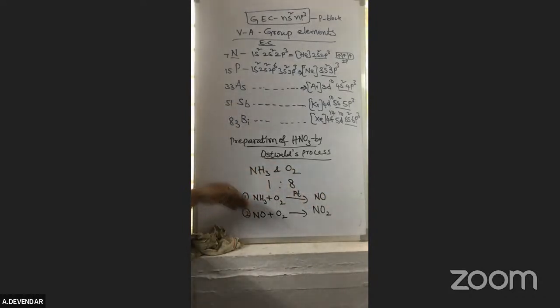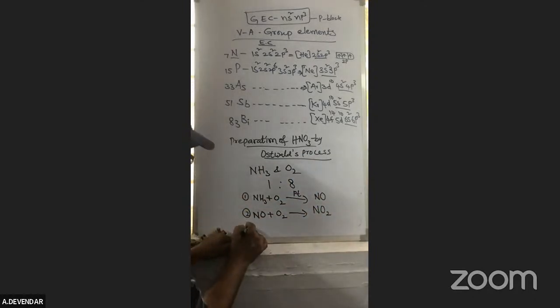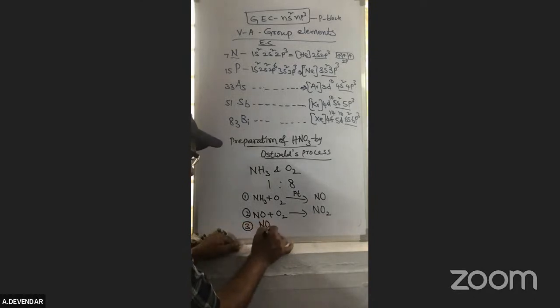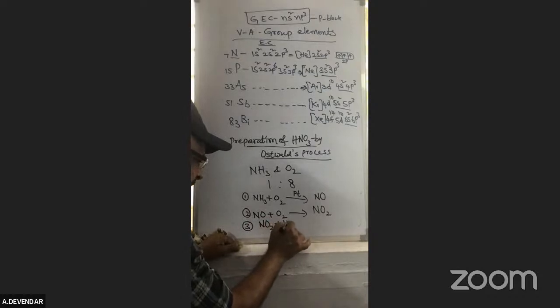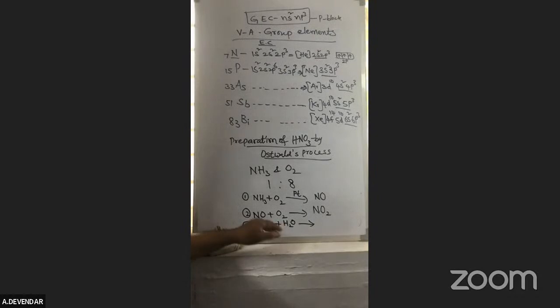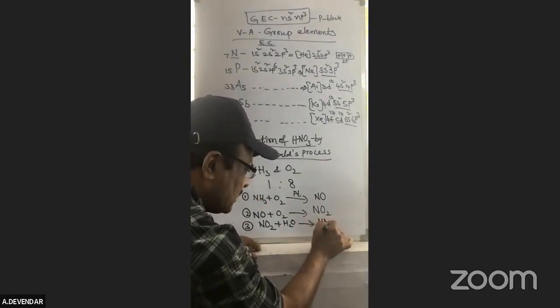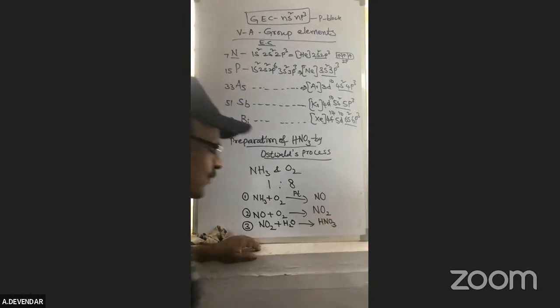The product again goes to the cooling chamber, where oxygen is present, and it reacts with the oxygen, forming nitrogen dioxide. In the third chamber, the absorption chamber, the nitrogen dioxide is hydrolyzed, forming HNO3. Nitric acid is formed.